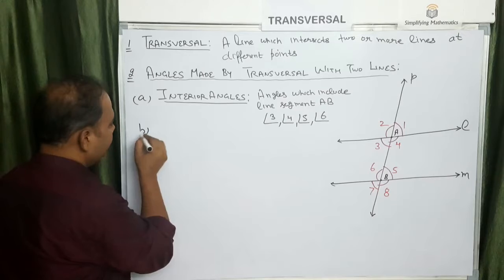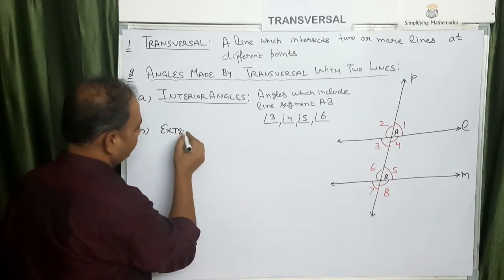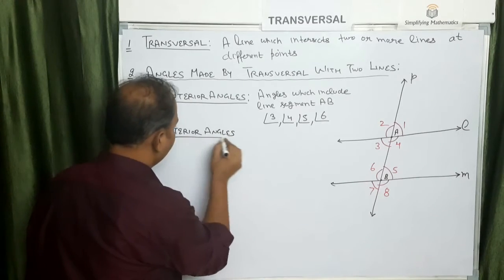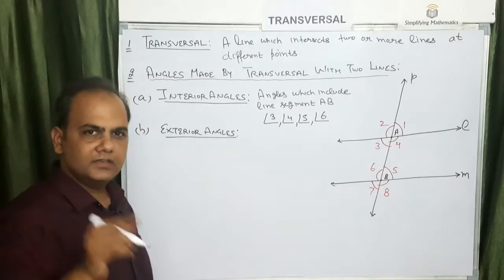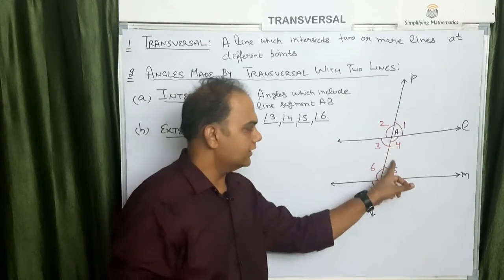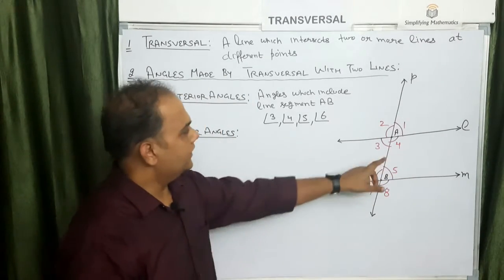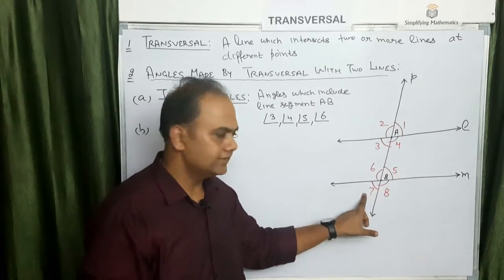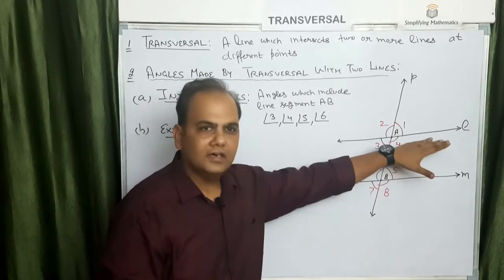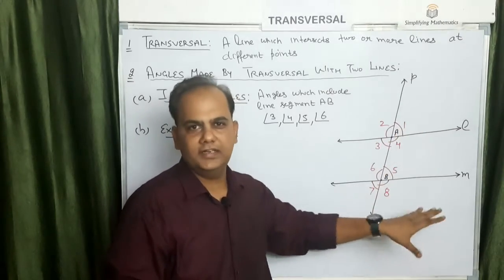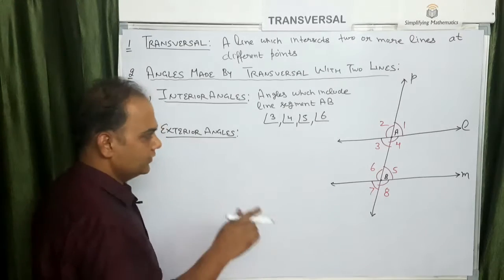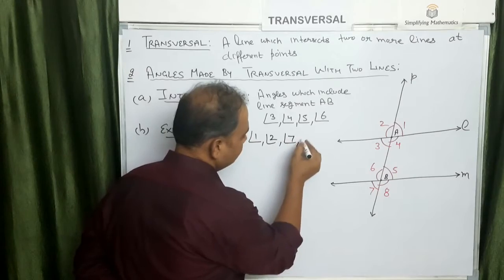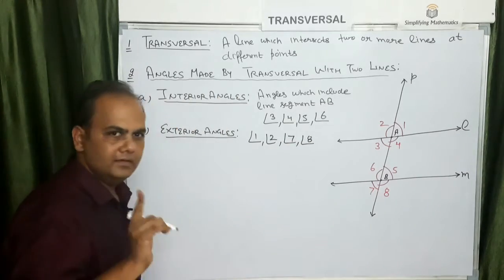Now second type of angles are exterior angles. Now exterior angles are those angles which do not include this arm AB. जो इस arm AB को नहीं include करे तो वो कौन से angles है? So that is 1, 2, 7 and 8, मतलब जो which are away from line L and away from line M. So those are called exterior angles. तो कौन से हैं? So that is angle 1, angle 2, angle 7 and angle 8.